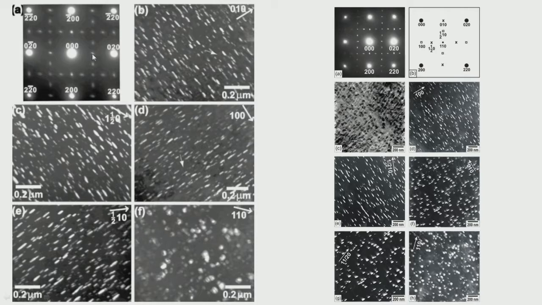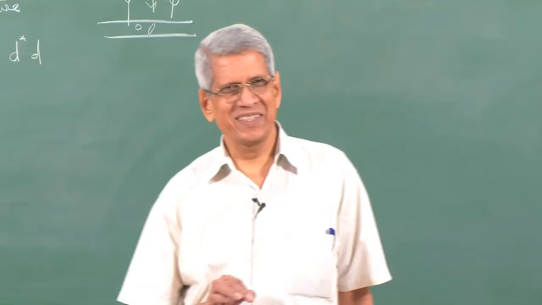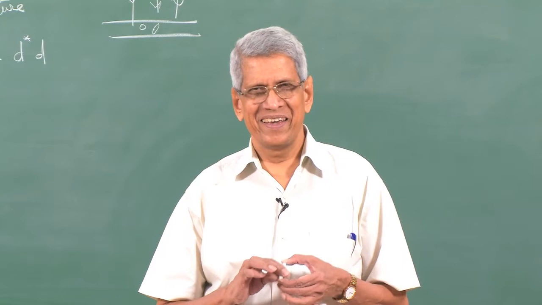When I put an aperture around it and try to image it, and when I put an aperture around this and try to image it, okay, the difference which essentially happens is that here, if you look carefully, in addition to these spots which are streaked, there are many fine circular particles. That means that we can see two morphologies of a precipitate. Then the question is that if it is a particular orientation of a precipitate, you can't have a different morphology.